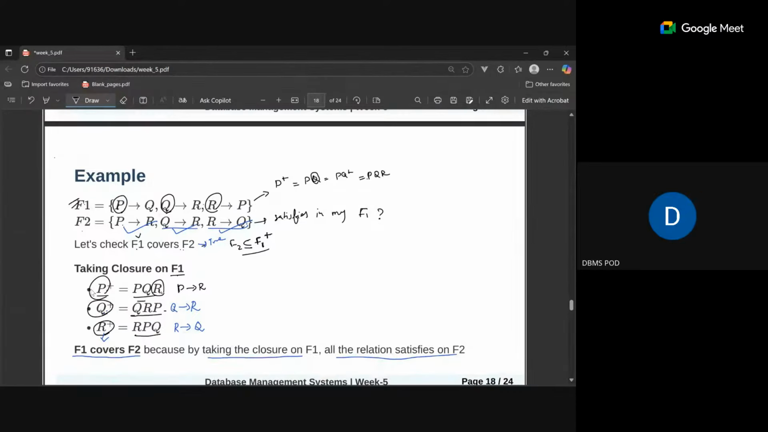P plus is equal to PQR means P can determine the values of P, Q, and R, all three. So this P can determine Q also, P can determine QR also, and all three also. And in this case, sir, we can write P plus is equal to PQ plus also.